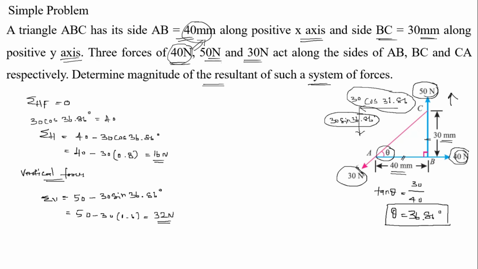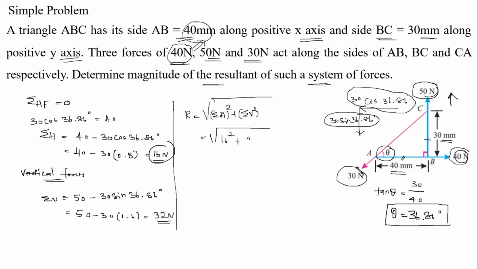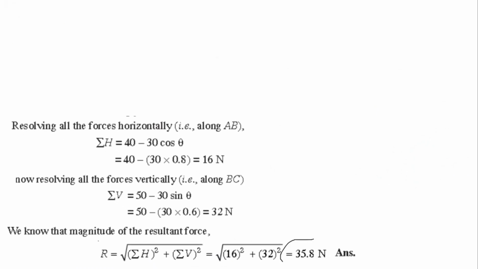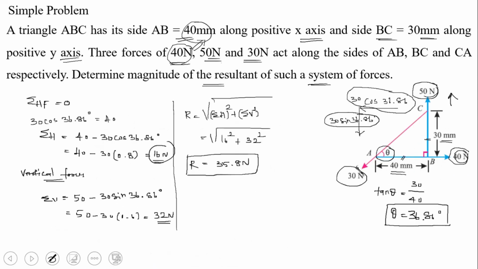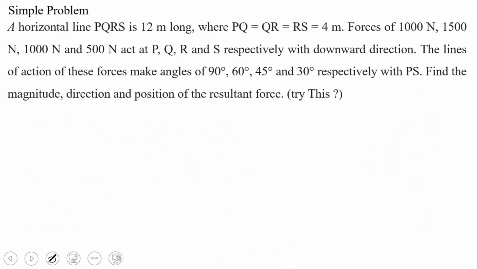So now we know that the resultant is equal to the root of the sum of horizontal squared plus the sum of vertical squared, right? So R is equal to root of 16 Newton squared plus 32 Newton squared, which is equal to 35.8 Newton. So this is the value we got for R, right? Yes, 35.8 Newton. Clear? Thank you.